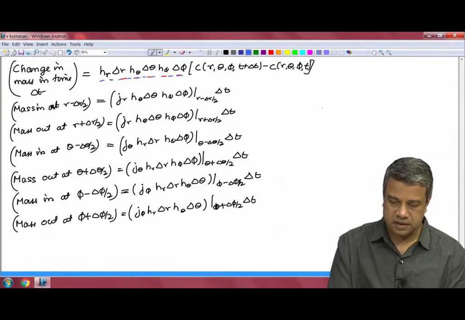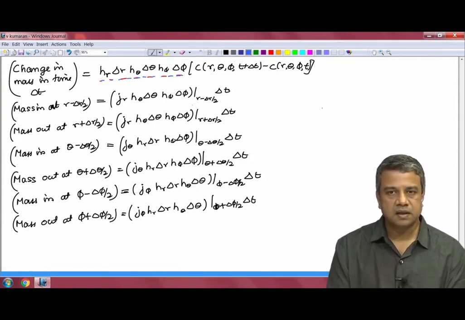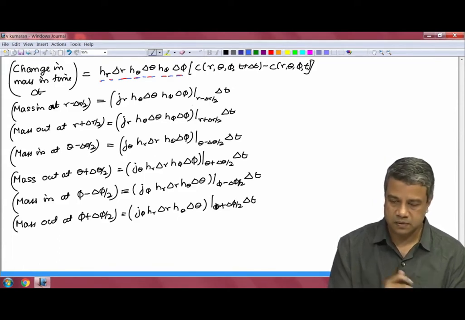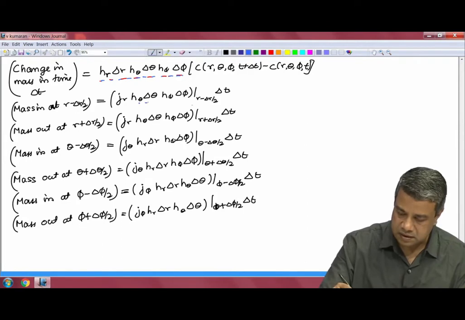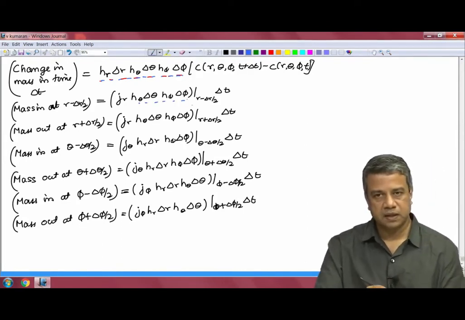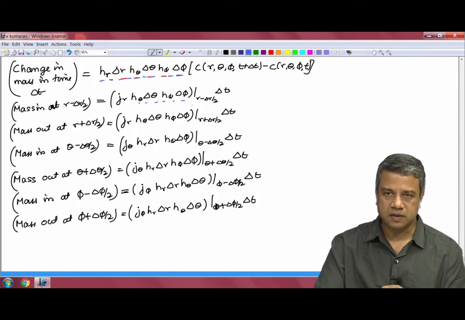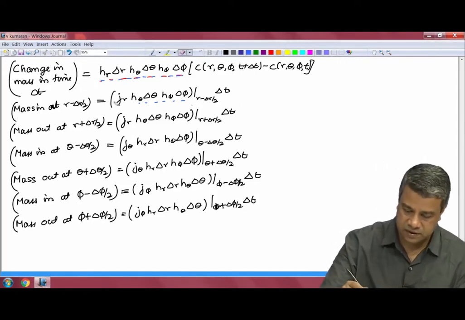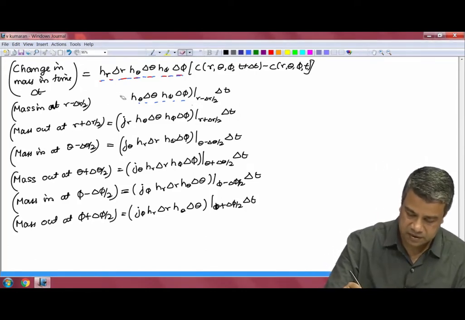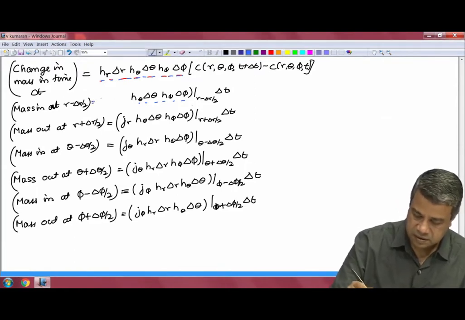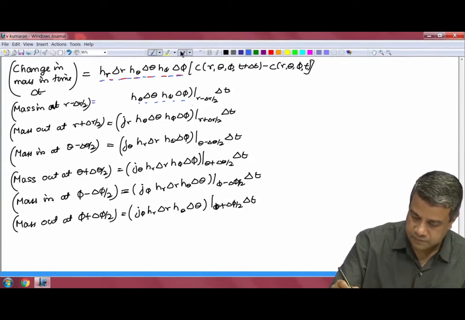So, the mass in is equal to Jr times the surface area of the surface at r minus delta r by 2, which is h theta delta theta h phi delta phi. This flux that I had written is only the diffusive flux. The total flux actually consists of a convective plus a diffusive part. So, I should actually write this as C Vr plus Jr.